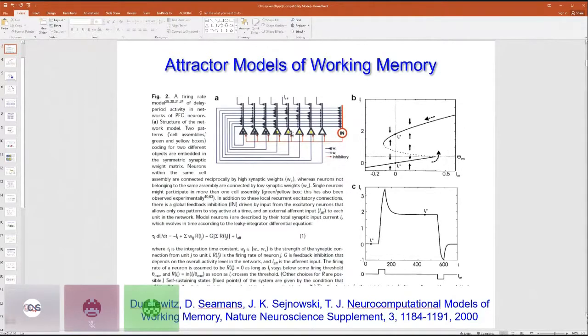Okay, so this is a very well-studied recurrent network. It's really a Hopfield network, and for a given input it can have two stable states, one when a lot of units are active and one when they're not.